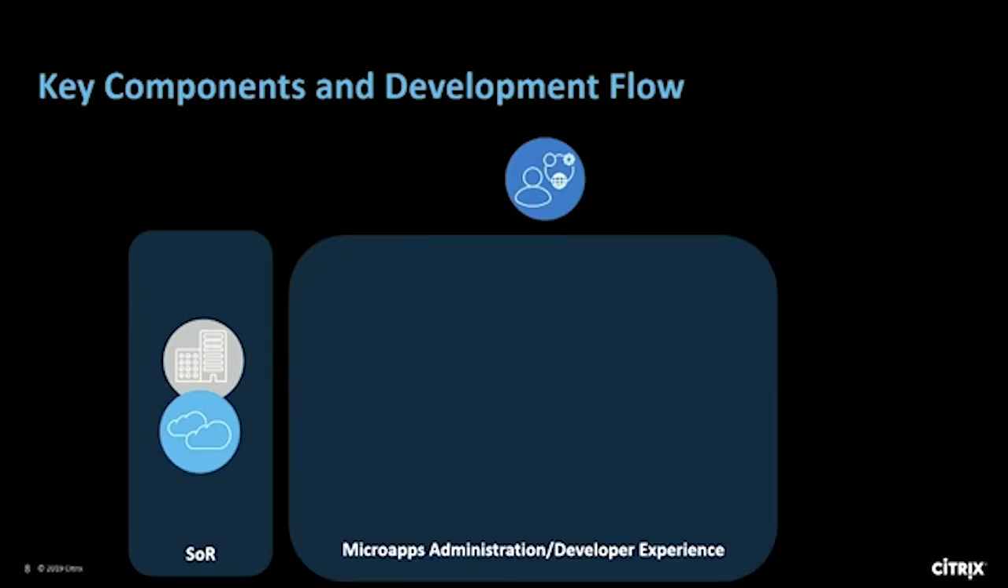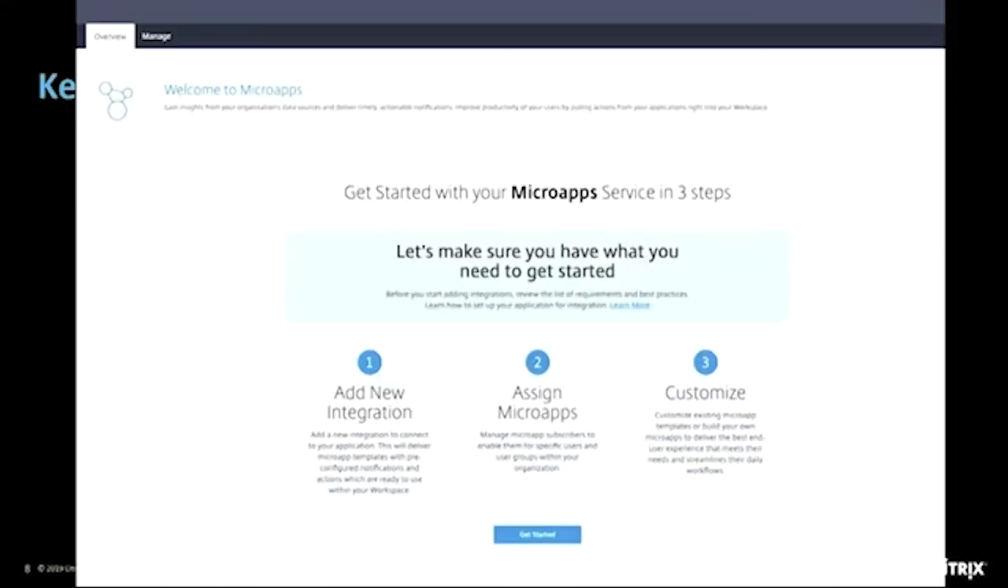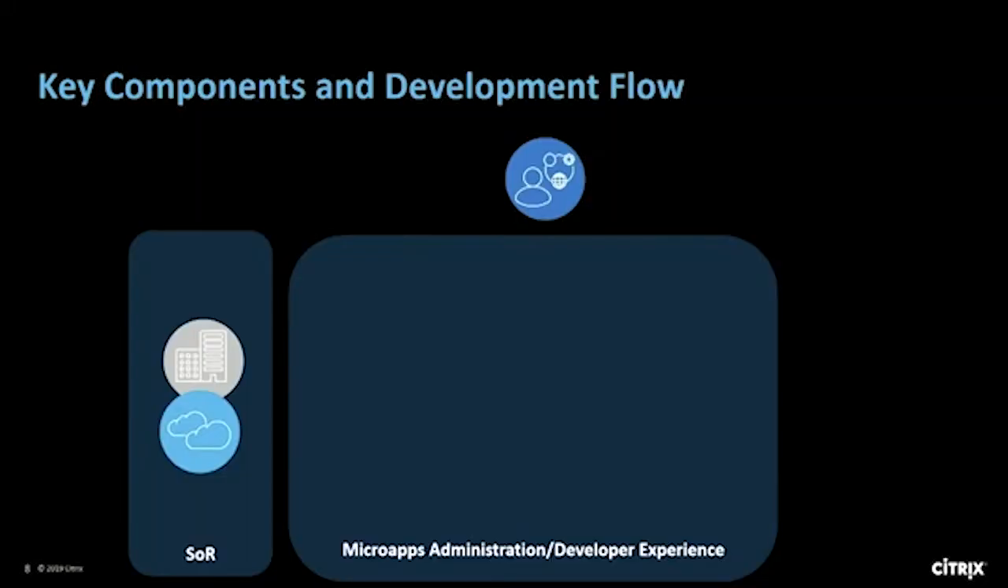Now we have our platform. We have our Citrix Cloud Console, where you have to go, find the right tile, click the Manage button, and get to this nice landing page Jay was showing in his live demo. Now, the developer has to pick the right data integration provider, configure it, and start building a solution.